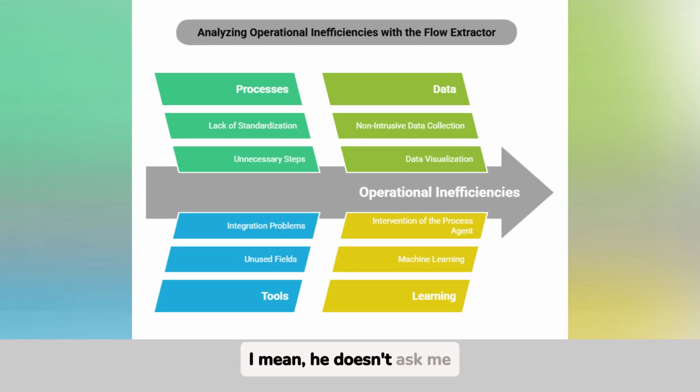I mean, he doesn't ask me to tell him how we work. He sees it for himself. That changes everything. Correct. It's not based on what we say we do, but on what we actually do. And that's what makes it so powerful, because it shows you the difference between the designed process and the lived process. We often design ideal processes, but the actual execution is full of shortcuts, adaptations, and exceptions.